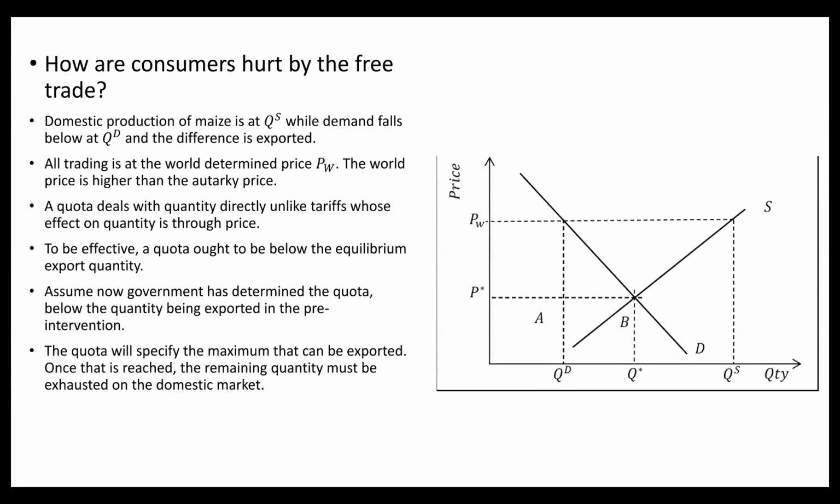You export all that. So there is so much supply. So all trading is at the world determined price, PW. The world price is higher than the autarky price. So to be effective, a quota ought to be below the equilibrium export quantity. You will set a quota that is below the equilibrium quantity.